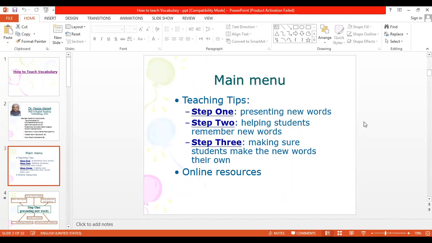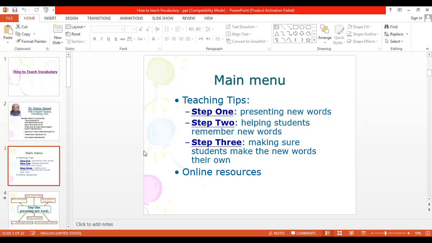The first step is presenting new words. The second one is helping students remember new words, and we will see how we can let our students remember these words. The third step is about making sure students make the new words their own. So not just do we want the teacher to present the words and help the students to remember, but we also want the students to make use of these new words and put them in sentences of their own. And at the end, we're going to have online resources.